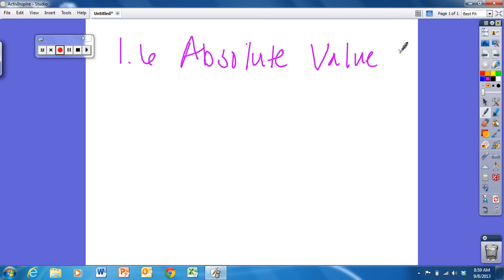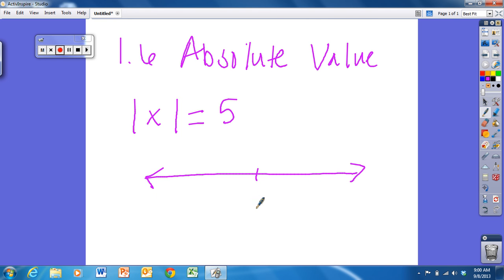The definition of absolute value is the distance away from 0. So when you say the absolute value of x equals 5, that means on a number line, x is 5 units away from 0. So it could either be here or it could be here. So we would say x equals 5 or x equals negative 5, because x is 5 units away from 0.